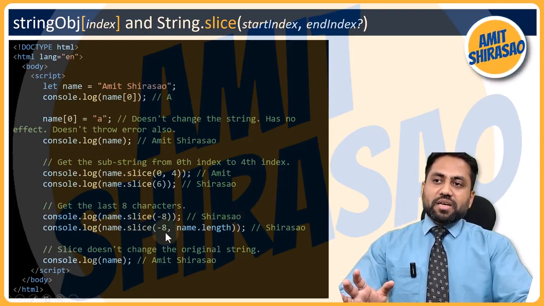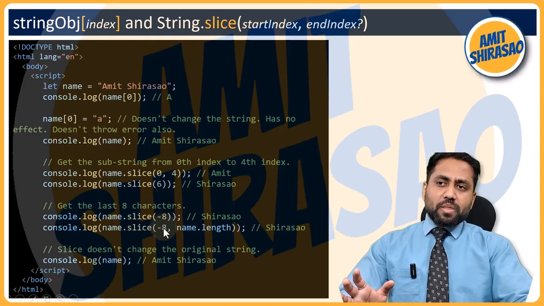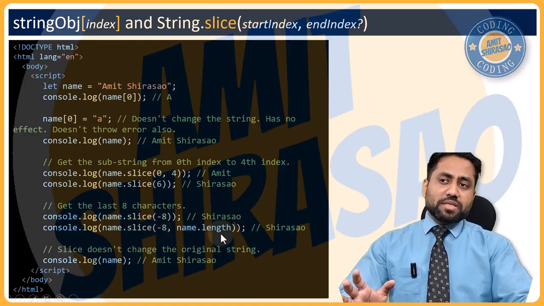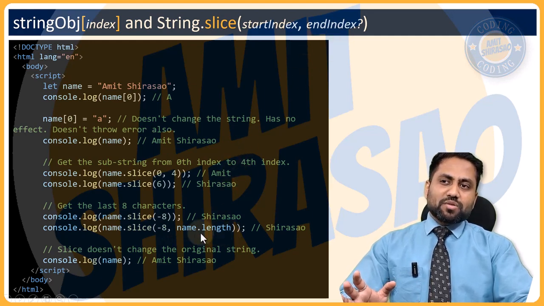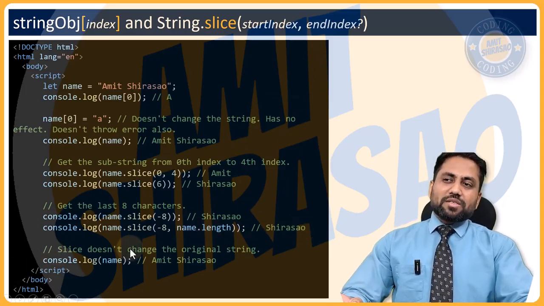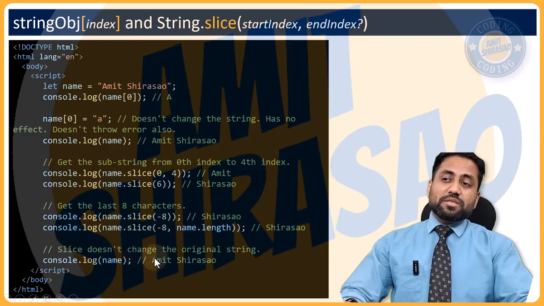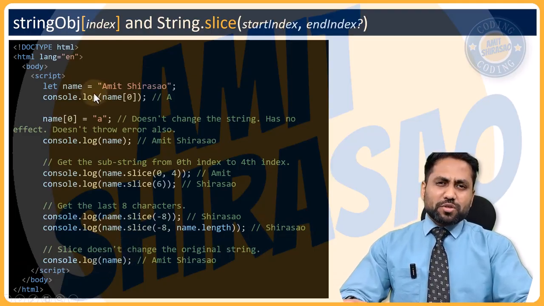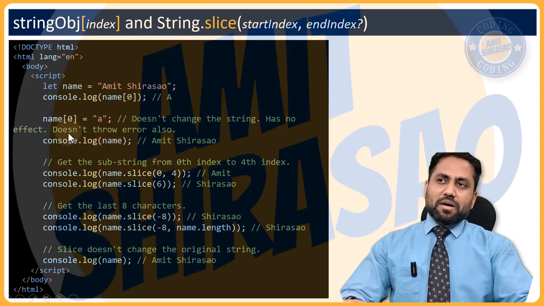Then if I give -8, and if I say that the end index is the length, so basically, if I give something like this, then also it will give me Shirasao. Then slice doesn't change the original string. I have shown it to you earlier as well, that slice only gives you a new string, but it does not change the original string.